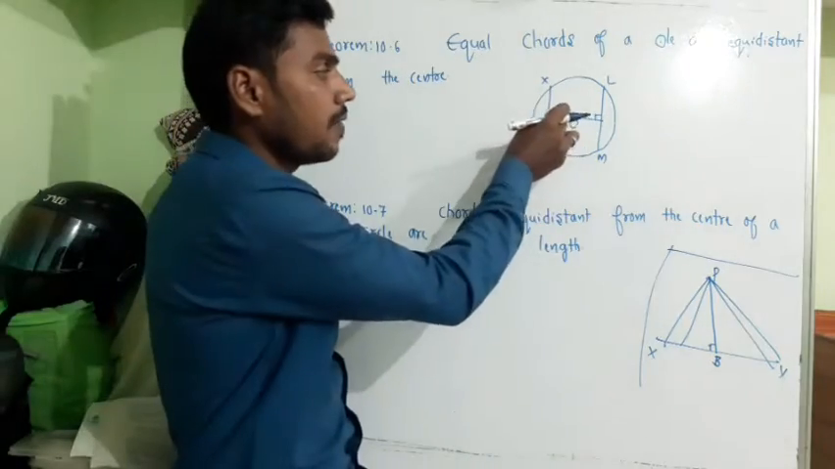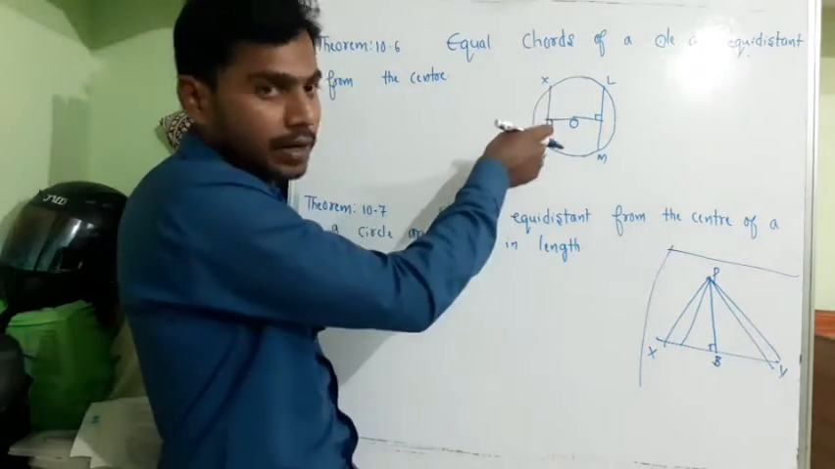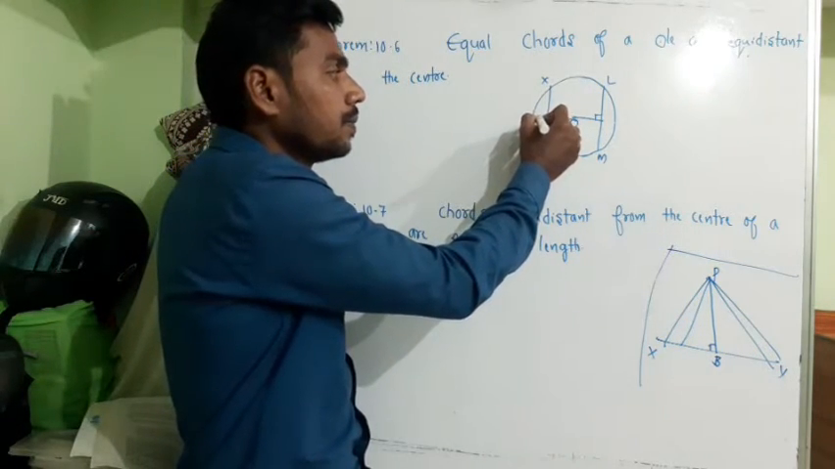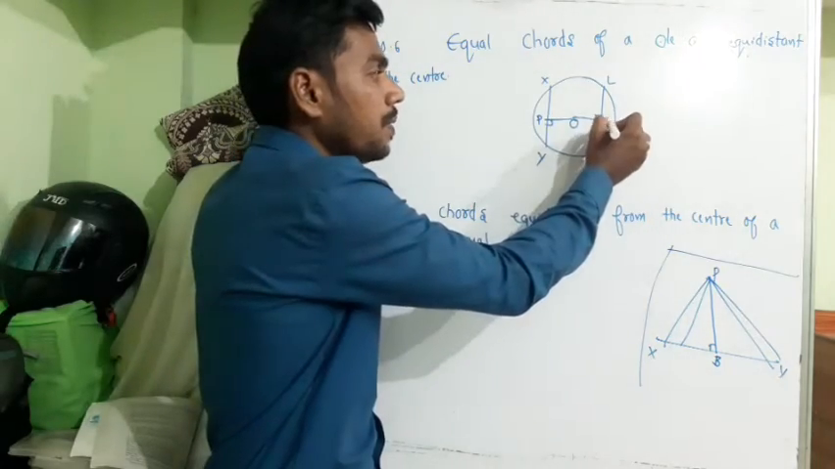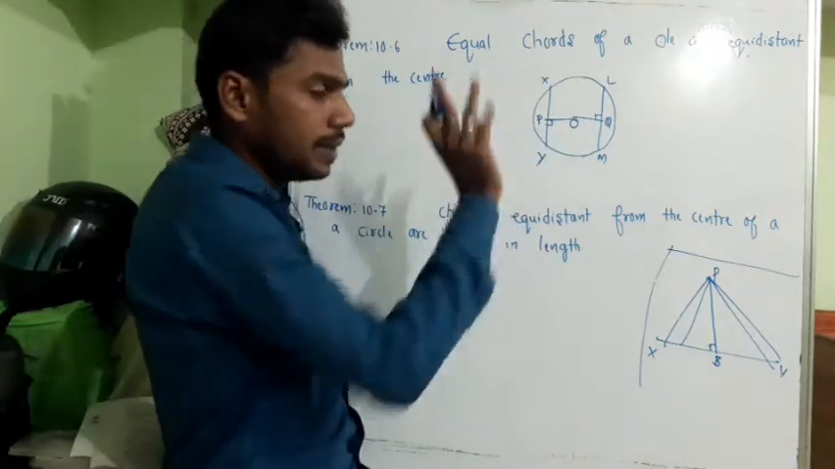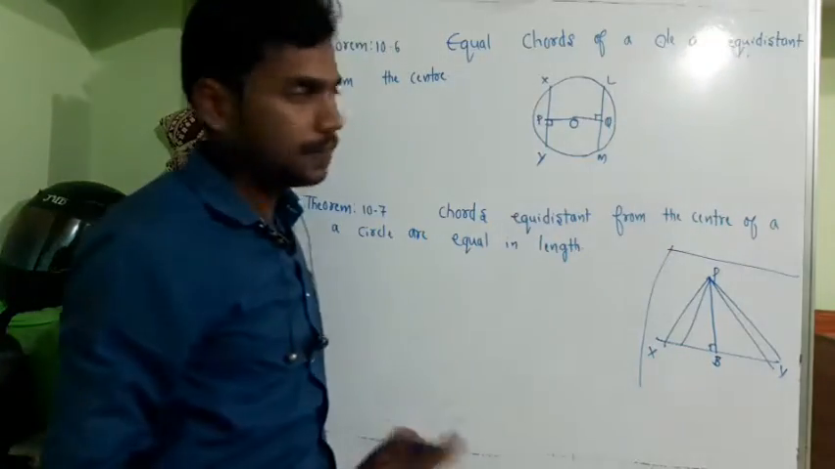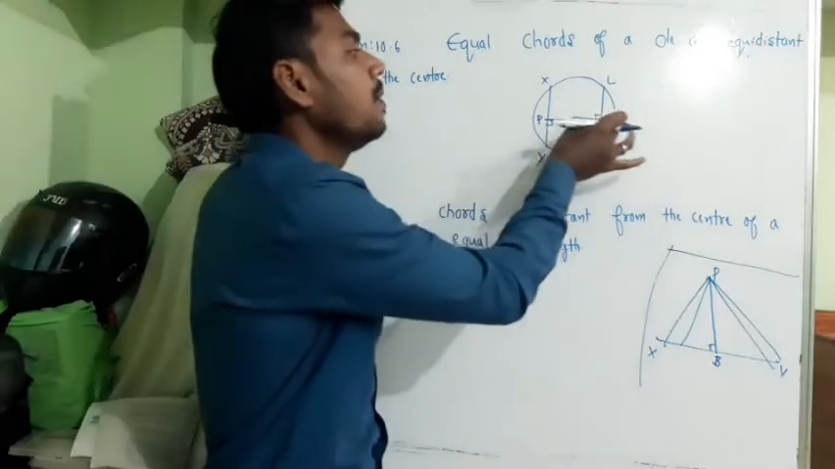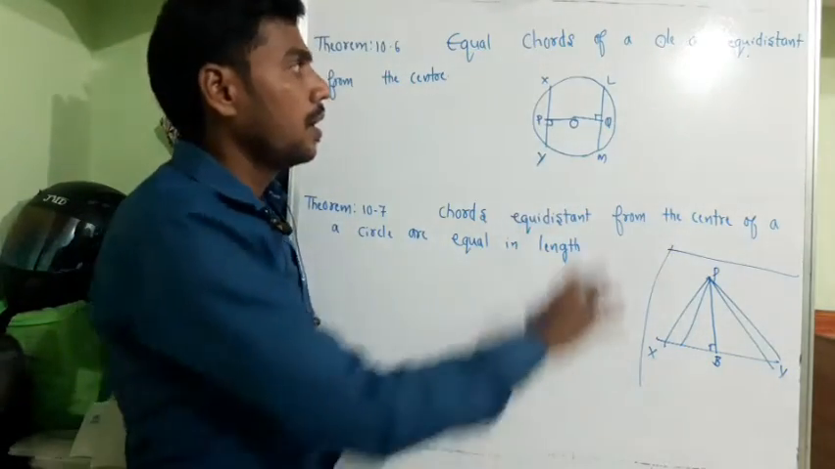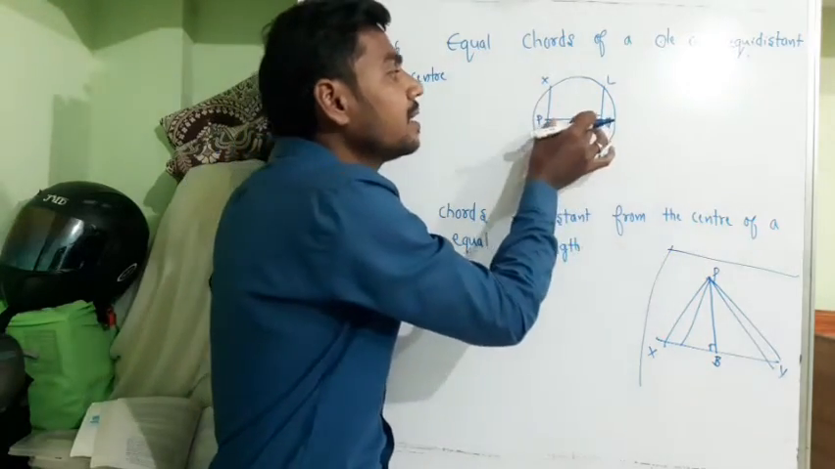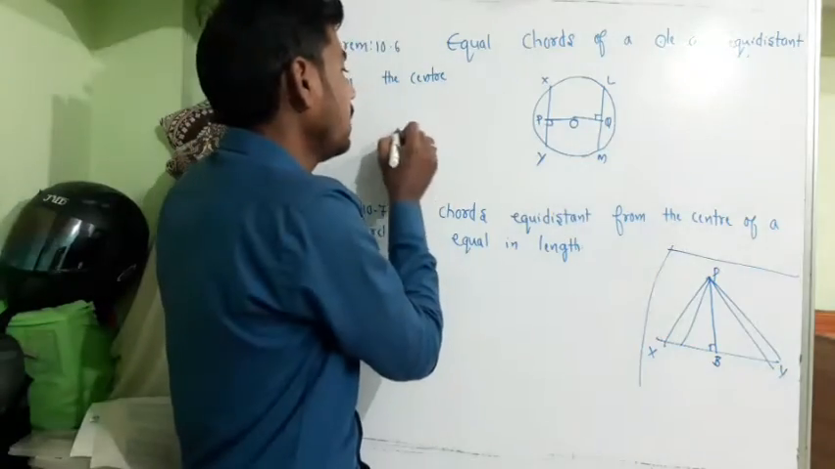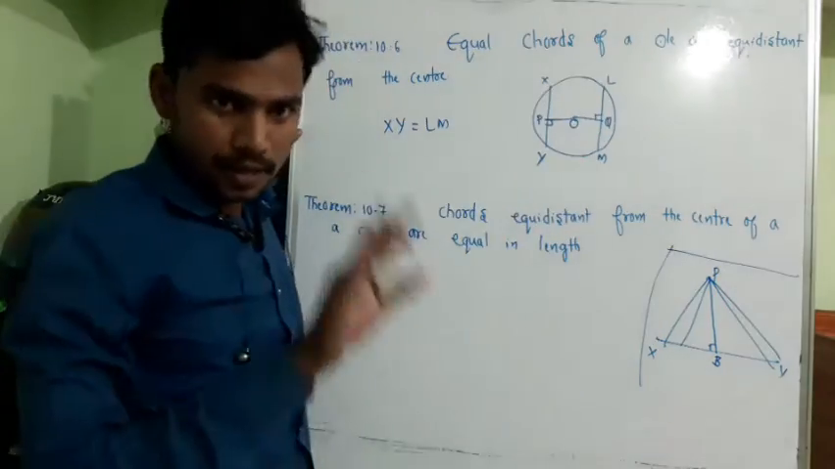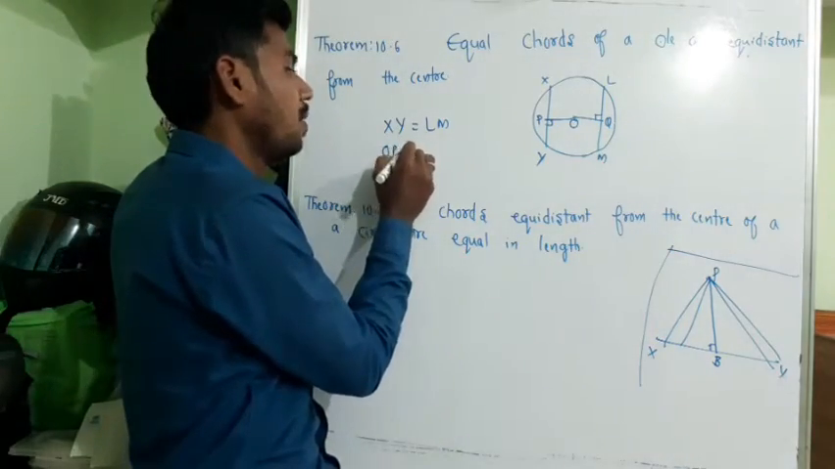So what is the distance of the line from the center? This is the line segment, this is the chord. What is the distance? The perpendicular, O, P, O, Q. So in that case, if these two chords are equal, so if XY and LM are equal, according to this theorem, OP will be equal to OQ. Equal chords of a circle are equidistant from the center. What does it mean? Then if XY is equal to LM, then OP will be equal to OQ.